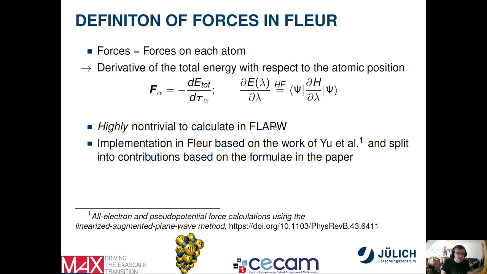When we talk about forces, we talk about the force acting on each atom. So, the negative derivative of the total energy with respect to the atomic positions. And when you think about the most basic principles of quantum dynamics, you would say, okay, this should be very easy. We can just differentiate the total energy by the parameter, which is the atomic position tau alpha. And according to the Hellman-Feynman theorem, this will just give us the expectation value of the differentiated Hamiltonian.